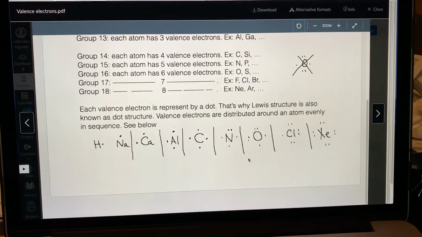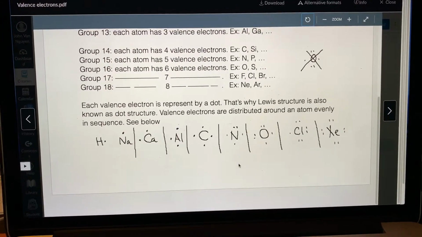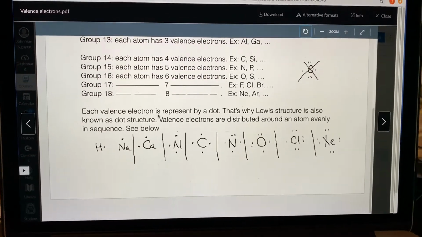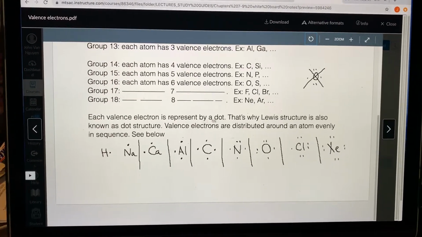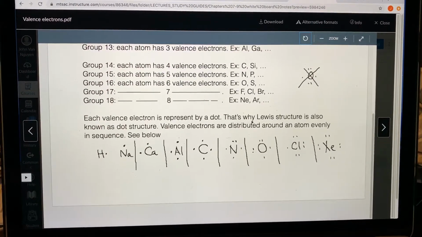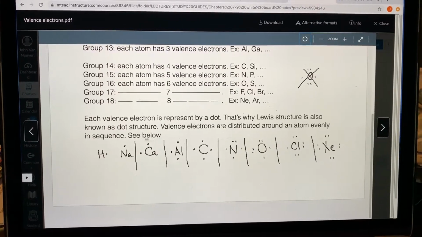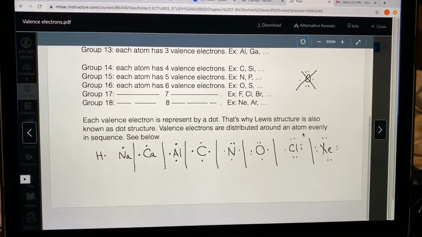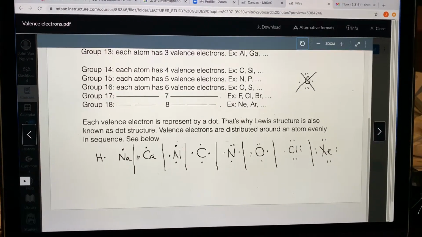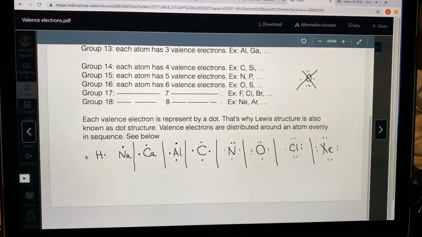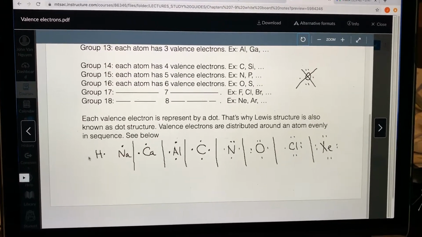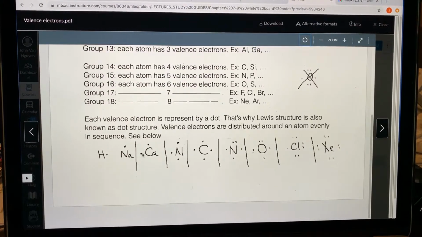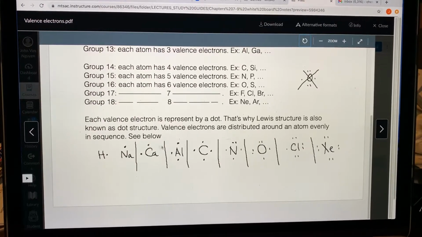Lewis has an amazing way to represent valence electrons and bonding. Very logical. Each valence electron is represented by a dot, and that's why a Lewis structure is also known as a dot structure. Now, valence electrons are distributed around an atom evenly in sequence. If you have 1, it doesn't matter where you put it: top, bottom, left, right. You have 2, you can put 1 on the left, 1 on the top. But again, you can change that.